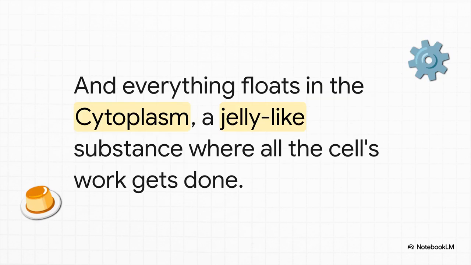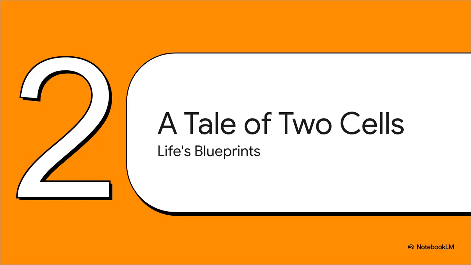And everything inside the cell is just kind of floating around in the cytoplasm. It's this jelly-like substance that gives the cell its shape, and more importantly, it's the arena where all the different parts can move around and do their jobs. So, okay, all cells have those three basic components. But life is never that simple. It loves variety. So let's look at two of the most famous types of cells out there, plant and animal cells, to see some of the really key differences.